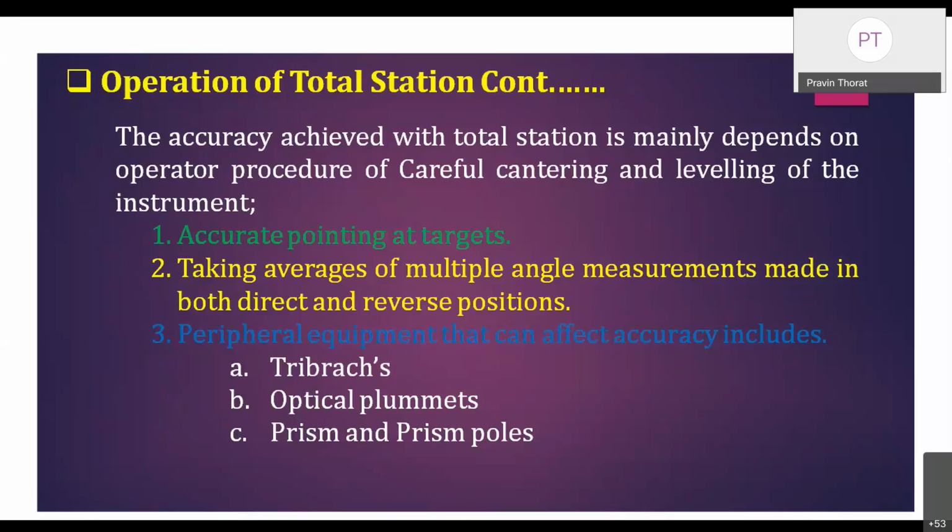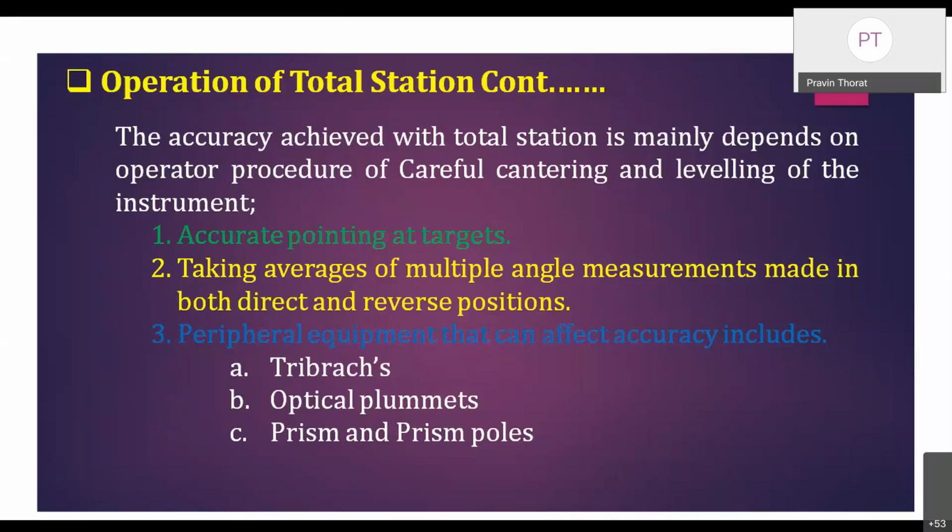Tribrachs must provide a snug fit without slippage. In the video I showed that one knob is provided at the tribrach for perfectly fixing the instrument over it. So the tribrach must provide a snug fit without slippage. The instrument or the tribrach will not slip because of any action performed by the operator. Optical plummets that are out of adjustment cause the instrument to be set up off the measurement point.